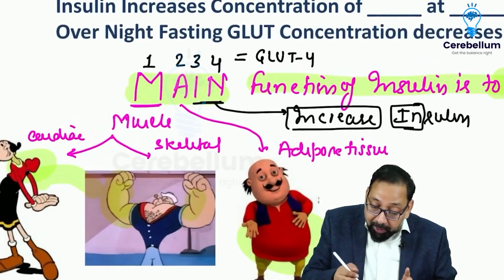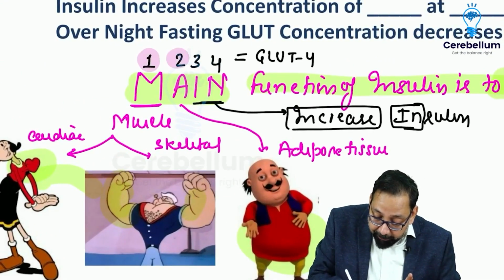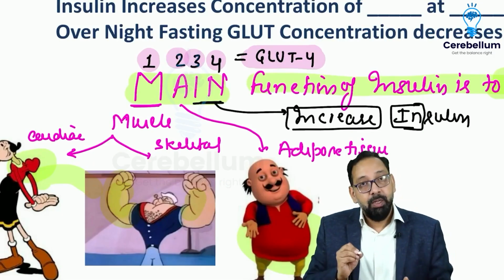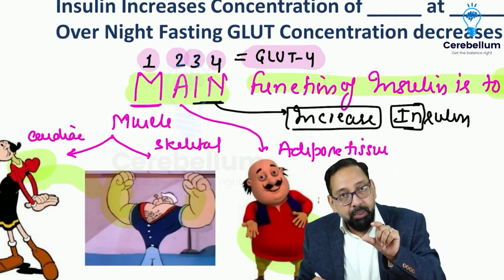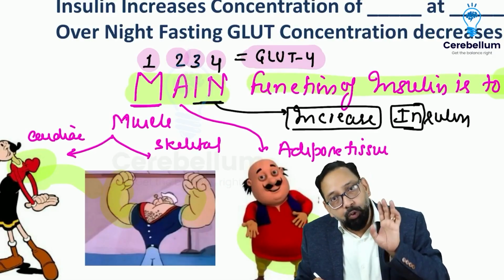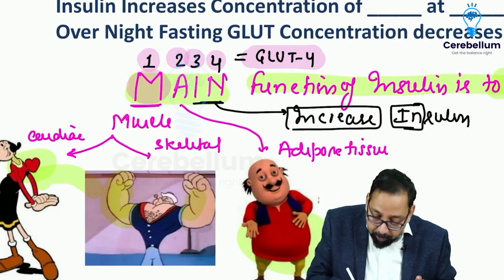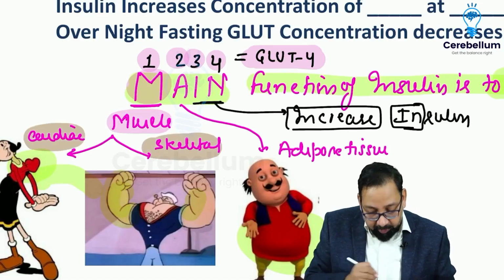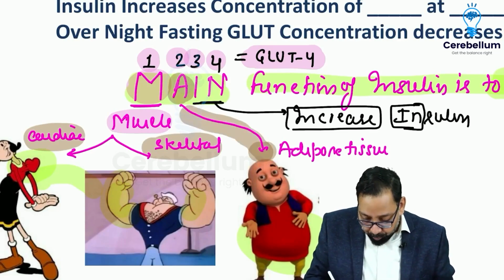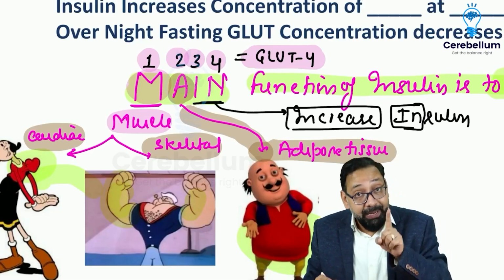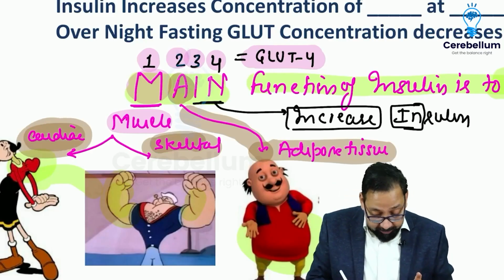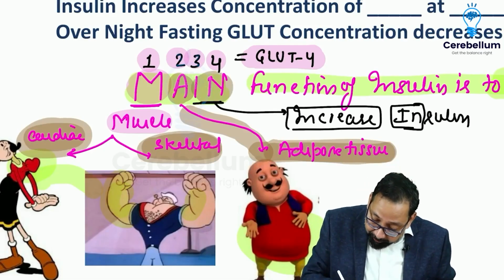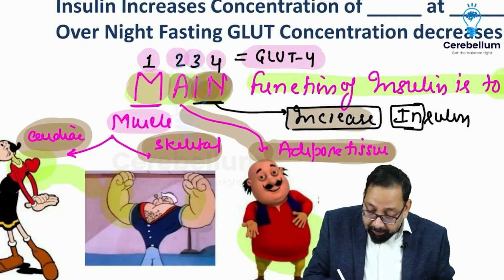MAIN. If you count the letters of MAIN, you will find 4 letters, meaning glucose transporter 4. So MAIN is the mnemonic: 1, 2, 3, 4, glucose transporter 4. M for muscle, may be cardiac or skeletal. A for adipose tissue. So again, repeat: MAIN. M for muscle, may be cardiac or skeletal. A for adipose tissue. IN means increases. IN means insulin.